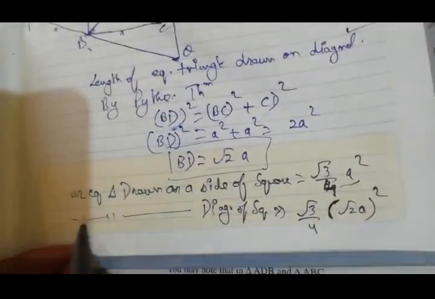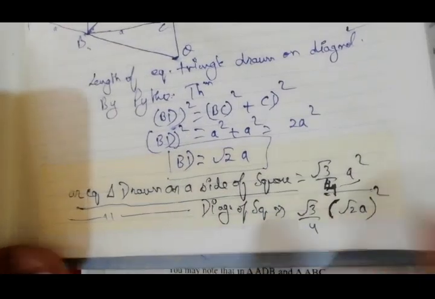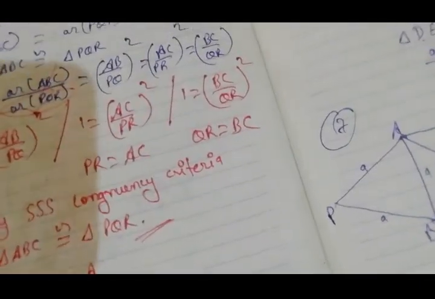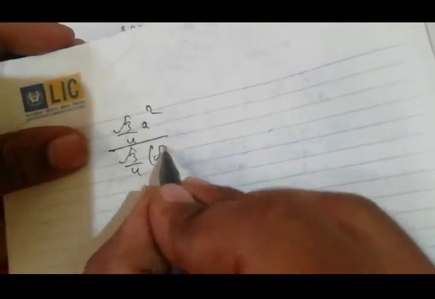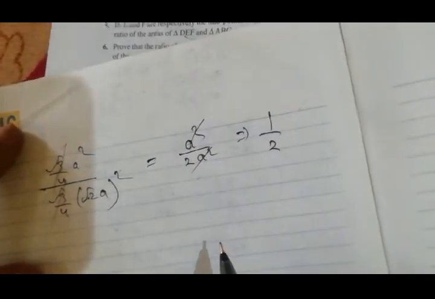Now we have to find the ratio of these two. First of all, we write the equilateral triangle described on a side. So root 3 by 4 a squared divided by root 3 by 4, the side of the second triangle being root 2 a whole squared. From here 3 by 4 and 3 by 4 will get cancelled out, and a squared divided by root 2 squared, which is 2, times a squared, these will also get cancelled out, so 1 by 2.